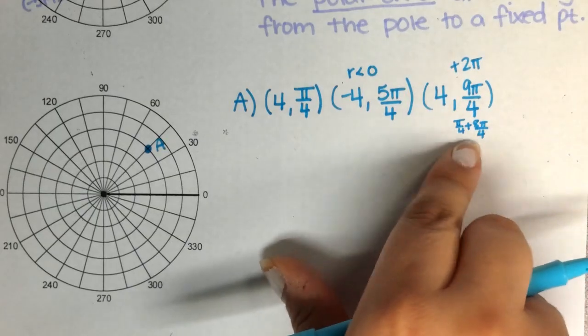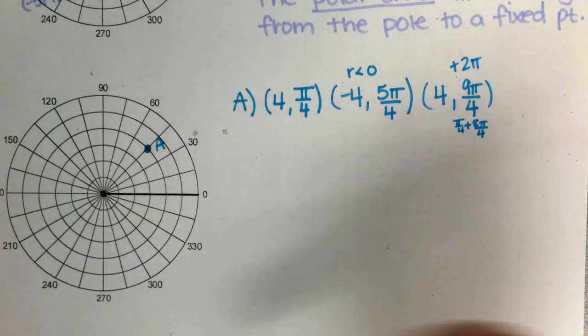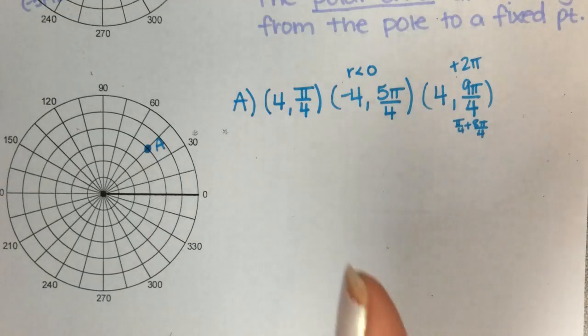You don't have to write that down. It's just if you're a little confused. I could go around again, add another 2 pi. We're not going to do that.